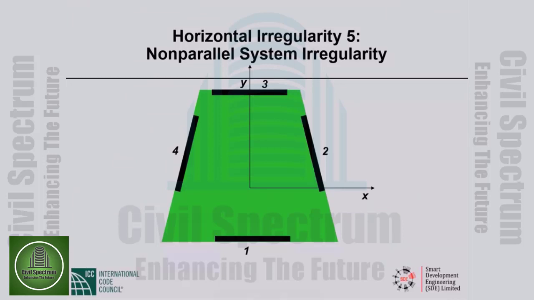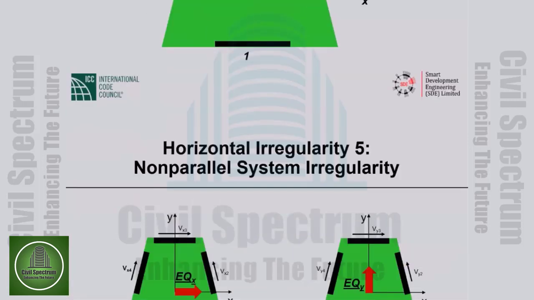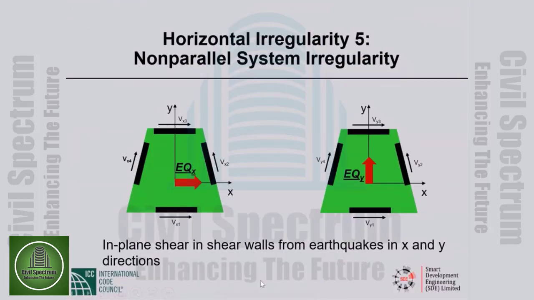So how does it work? We have this structure. Obviously, this shear wall and that shear wall are not parallel to that axis, so we have type 5 irregularity. Okay, this is earthquake X, this is earthquake Y.